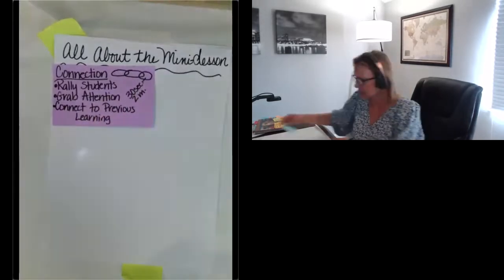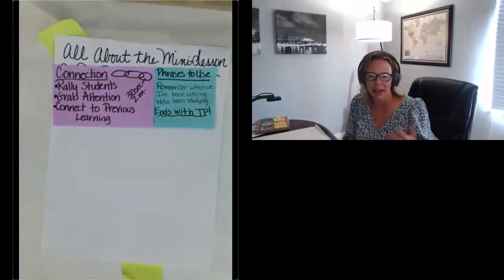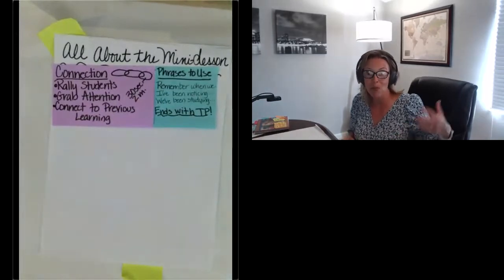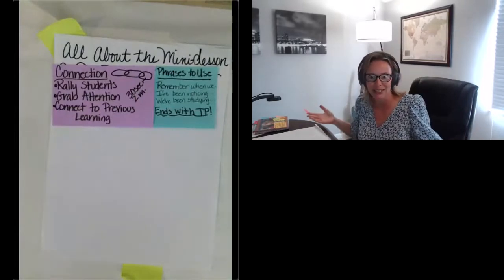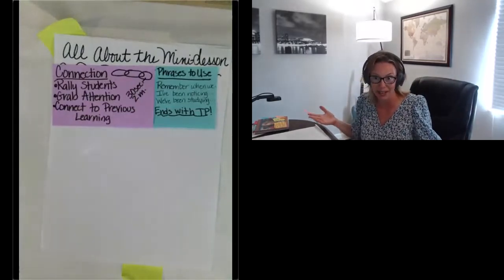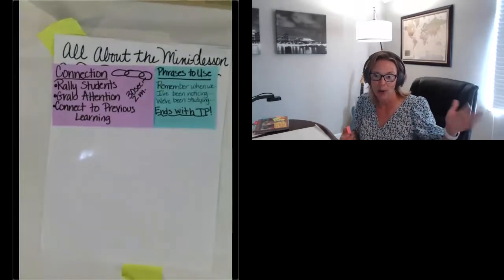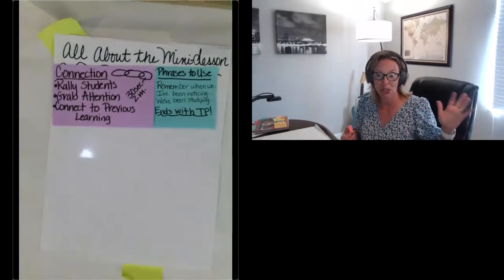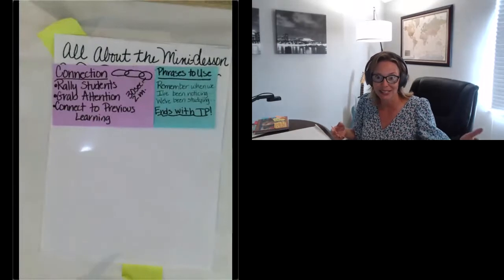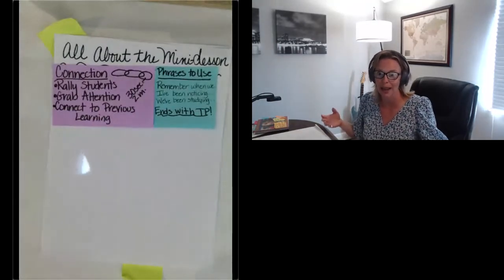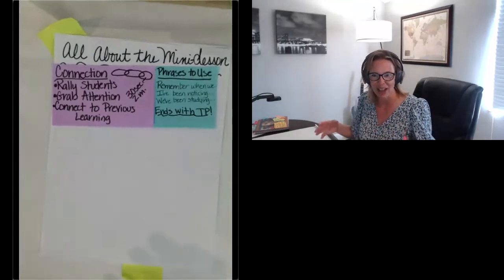The way that I connect to the previous learning typically is by telling students, I use phrases like, remember when we were doing this in narrative writing, now we're going to be generating ideas in opinion writing. Or remember when we were tracking how a character changed throughout a story in realistic fiction, we're also going to do that in historical fiction. So that's kind of how that could look.